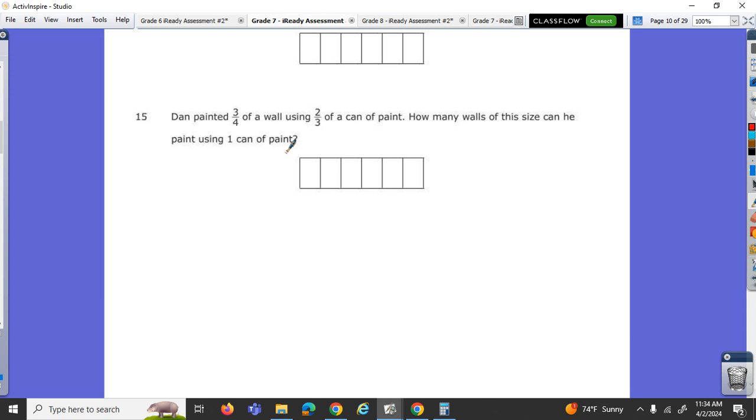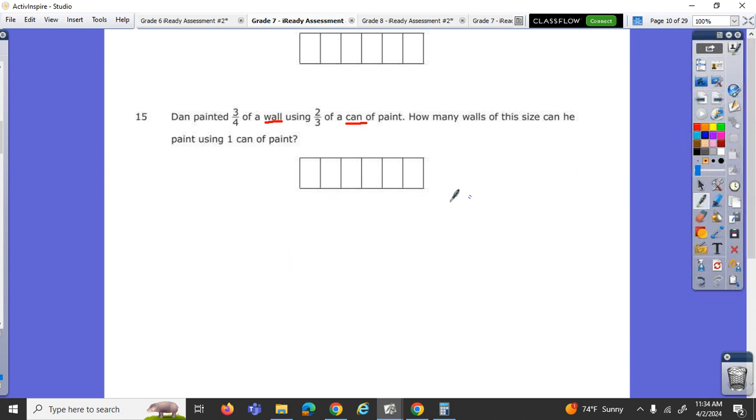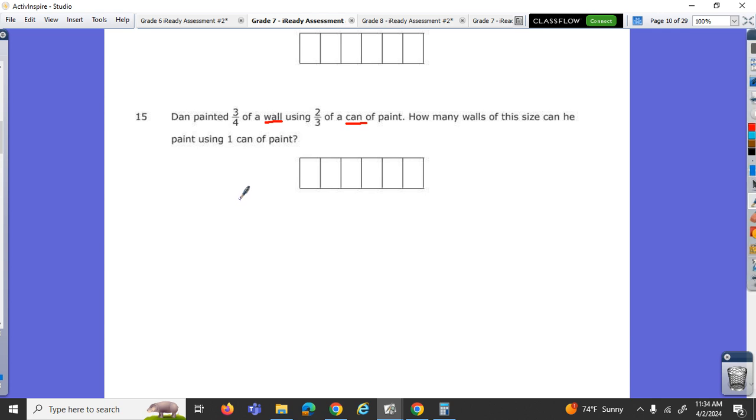Dan painted 3/4 of a wall using 2/3 of a can of paint. How many walls of this size can he paint using 1 can of paint? All right, whenever we're relating two things together, like how much wall we can paint related to how many cans we need, I want your mind to automatically go to that WKU. And if you don't remember what that stood for, that's just a way to set up a proportion to make sure you relate things together. So I think WKU is a good one for this one.